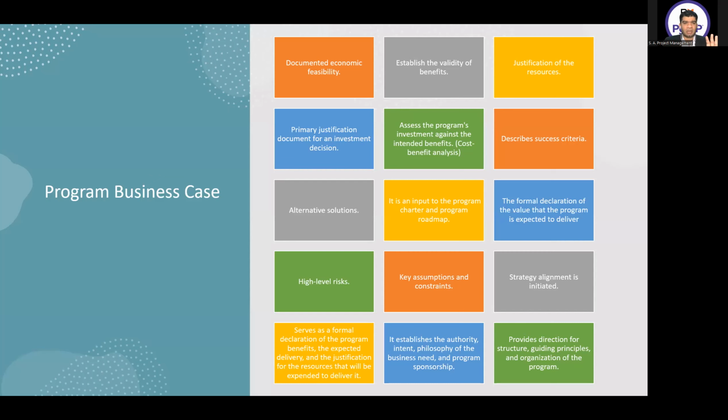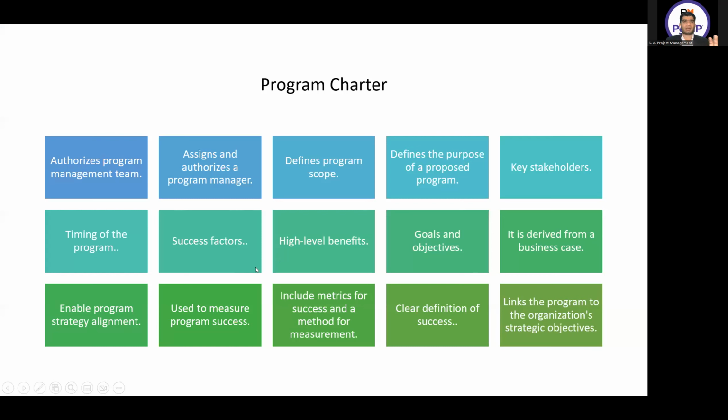Clear? The next document is a program charter. What are the elements of a program charter? Authorizes the program management team, assigns and authorizes a program manager, defines program scope, defines the purpose of a proposed program. It has key stakeholders, timing of the program, success factors, high-level benefits, goals and objectives. It is derived from a business case, because when we are making the charter, business case is already existing. Enable program strategic alignment, used to measure the program success, include metrics for success and a method for measurement, clear definition of success, and links the program to organization's strategic objectives.